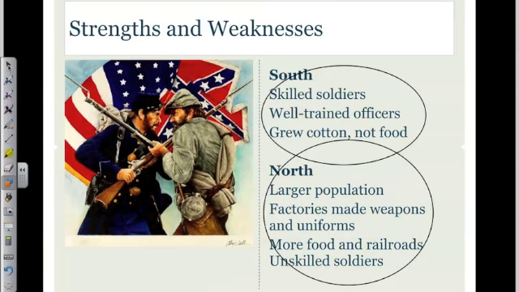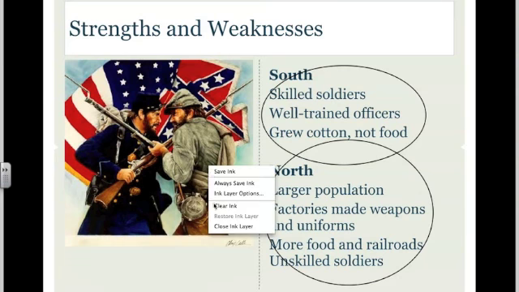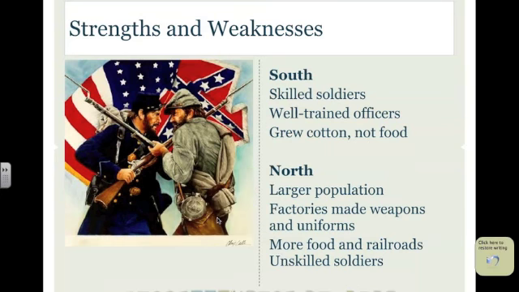While in the North, they had a larger population. There were more people in the North than in the South. And they had factories to make weapons and uniforms and supplies. So they had more food, they had railroads, but their soldiers weren't as skilled.